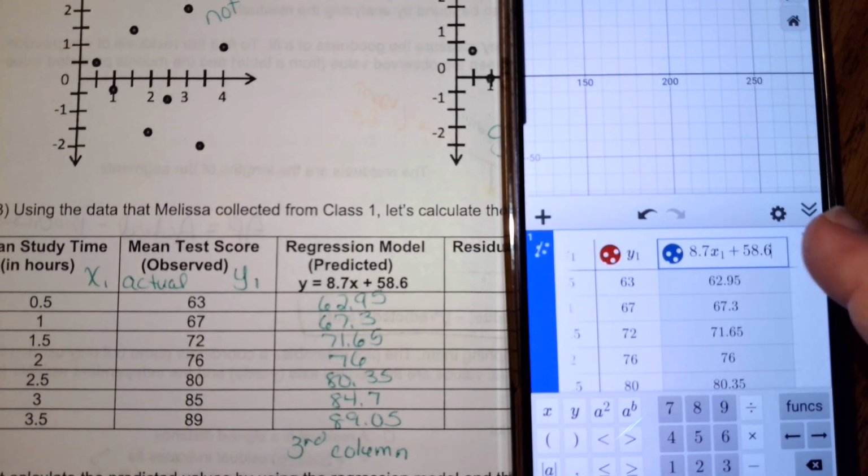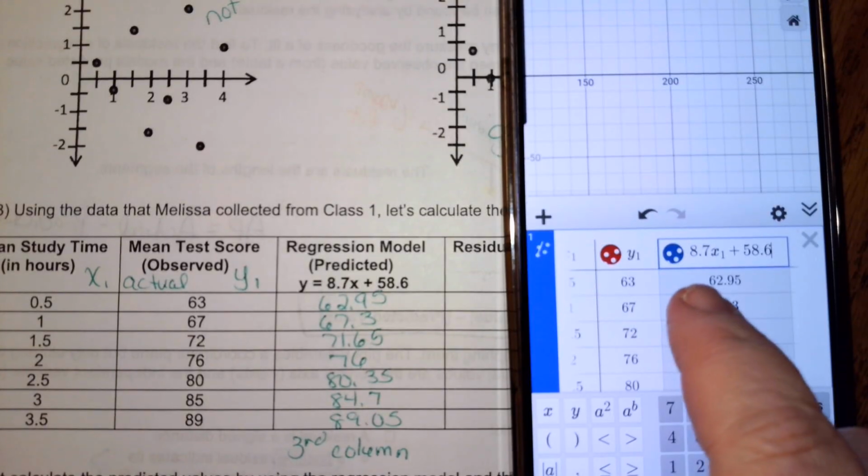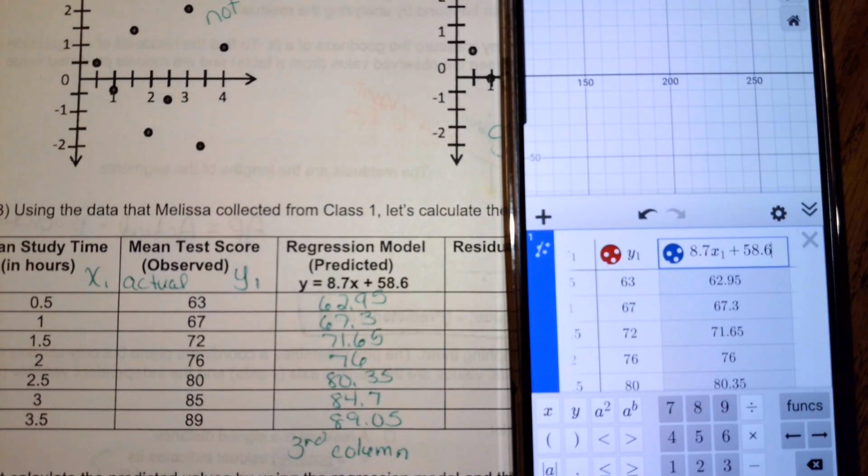All right, so you simply just come in there. You got 8.7, you got an x. Now just hit a 1. And it automatically gives it to you.